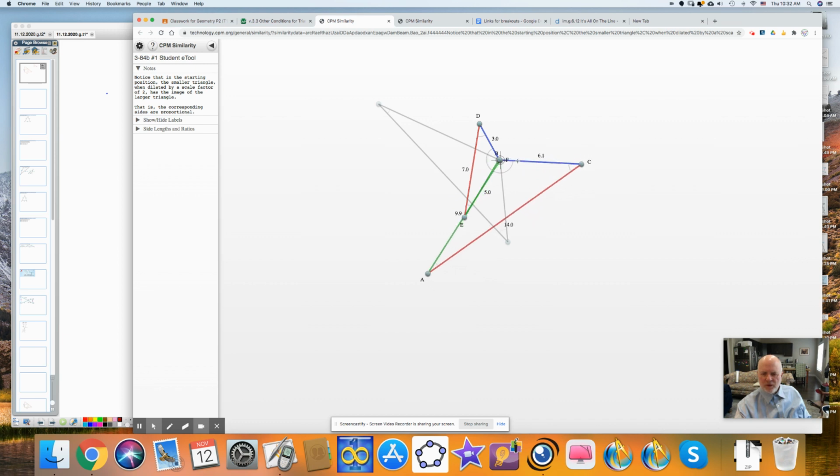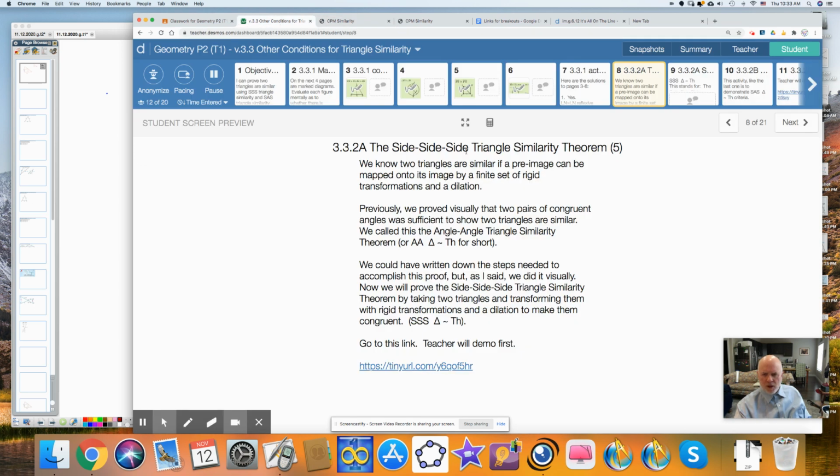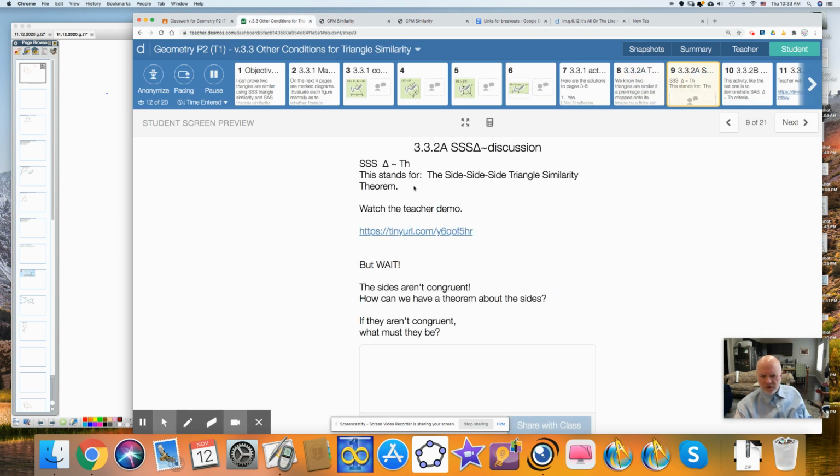And when they do, I'm going to dilate. I'll dilate the small one. Dilate using this figure around this point. I'm going to make it very, very large. And then I'll reflect it across this line. So when I reflect it across this line, it matches up, sort of. Not exact, but it's close. So visually, I've proved this.